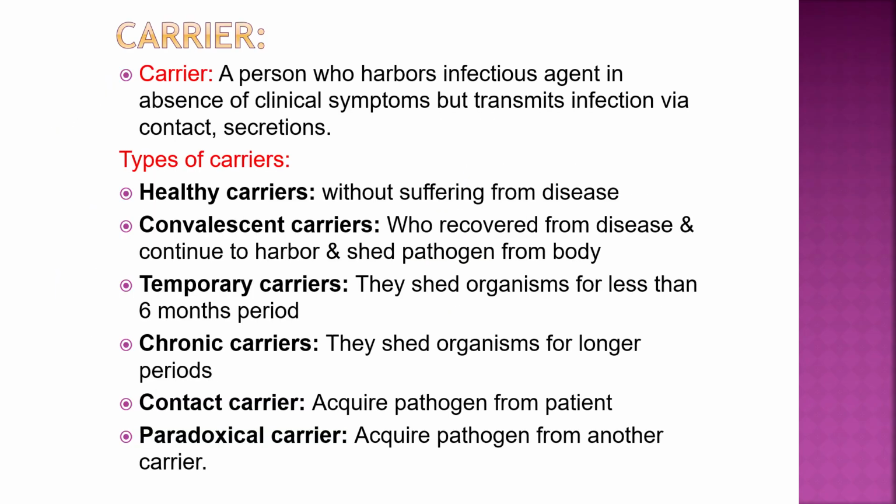Carrier, a person who harbors infectious agent in absence of clinical symptoms but transmits infection via contact or secretions. So the types are healthy carrier without suffering from disease, convalescent carrier who recovered from disease and continue to harbor and shed pathogen from the body. Temporary carrier, they shed organisms for less than 6 months period. Chronic carrier, they shed organisms for longer periods. Contact carrier, acquire pathogen from patient. Paradoxical carrier, acquire pathogen from another carrier.